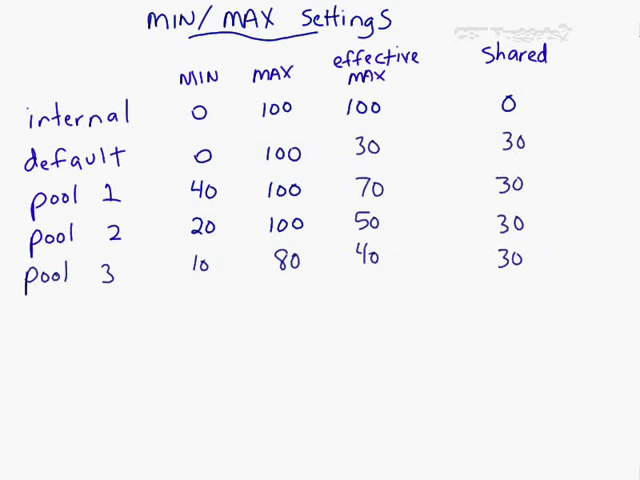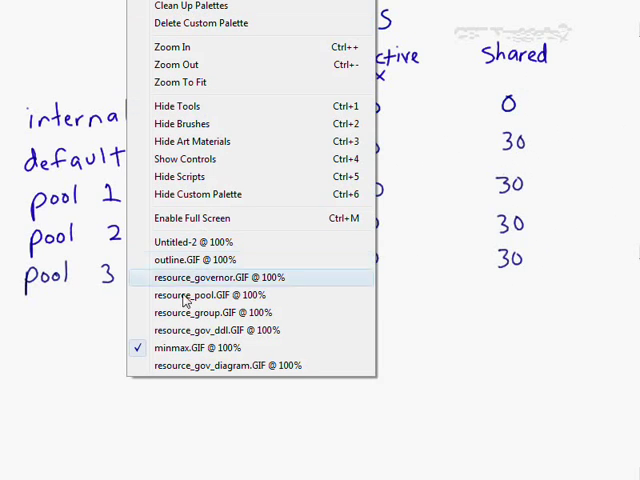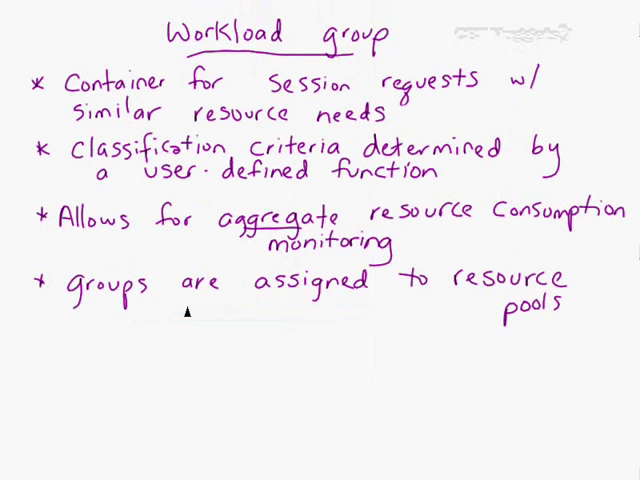Let's take a look at our workload groups. Our workload group is essentially just a container for session requests with similar resource needs. So when the client connections come in, we're going to have some kind of classification criteria that's determined by a user-defined function, and that's then going to assign it to the workload group. So within a workload group, this allows for aggregate resource consumption monitoring, which I'll show you in just a moment. Then your groups are going to be assigned to your resource pools.